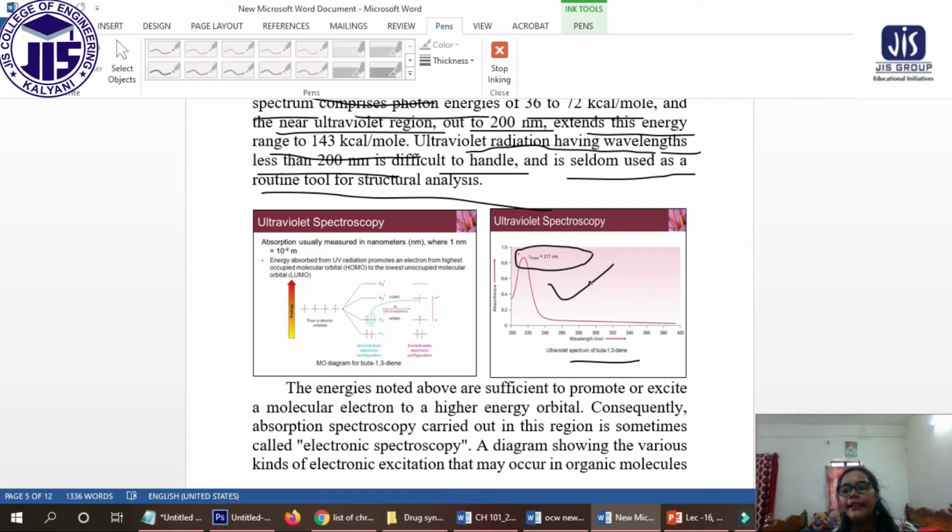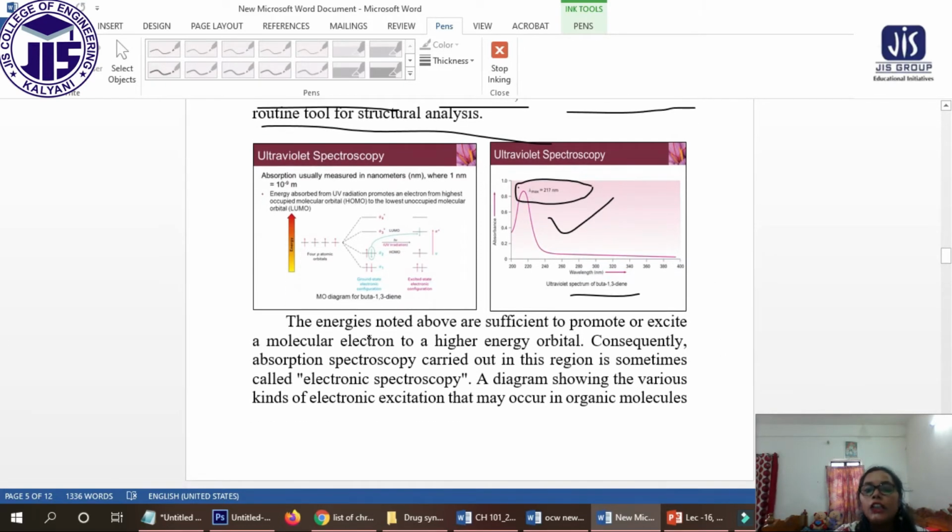For any R&D sector, every day they are producing so many drugs. Okay, so how can they be sure that yes, I was aiming to synthesize this drug, and actually I have got this drug? By this spectroscopic technique only they can be sure. Okay, so these are some of the importance of the UV visible or NMR or IR spectroscopy technique. More spectroscopic techniques also exist, but only these three techniques are in your syllabus.